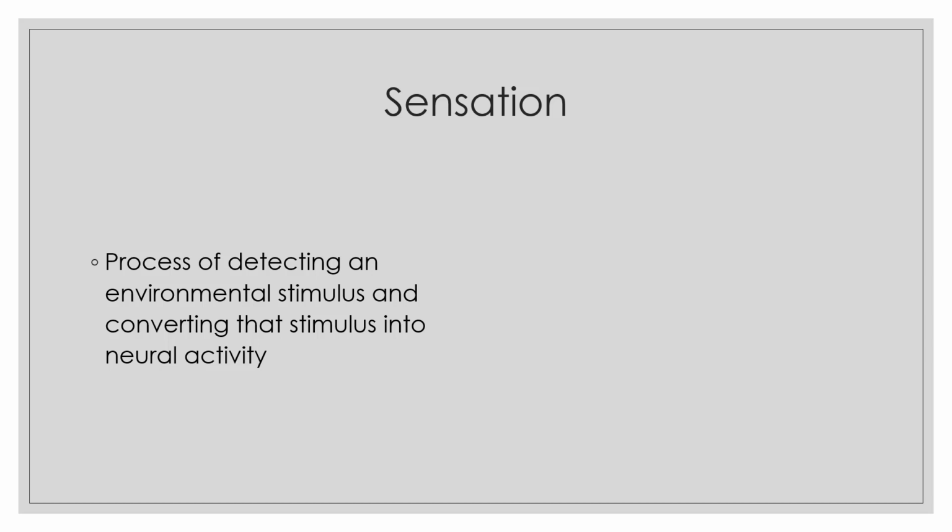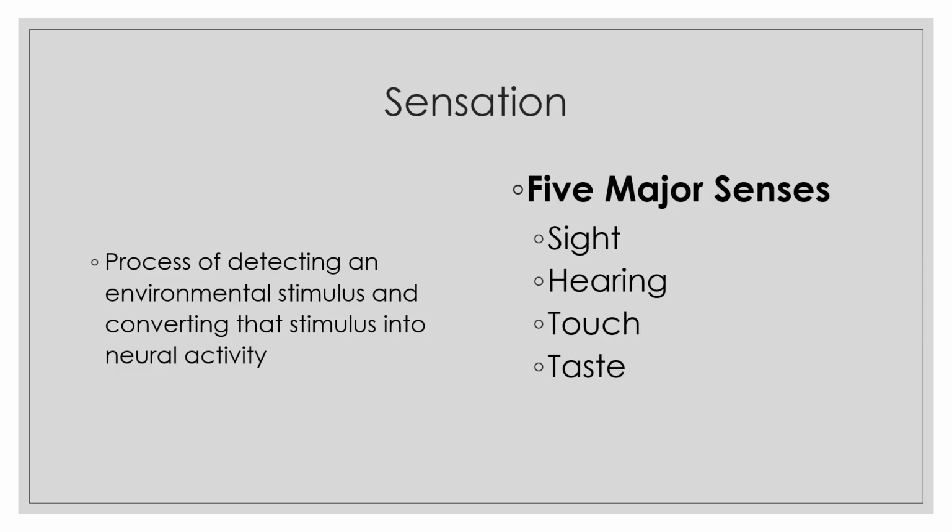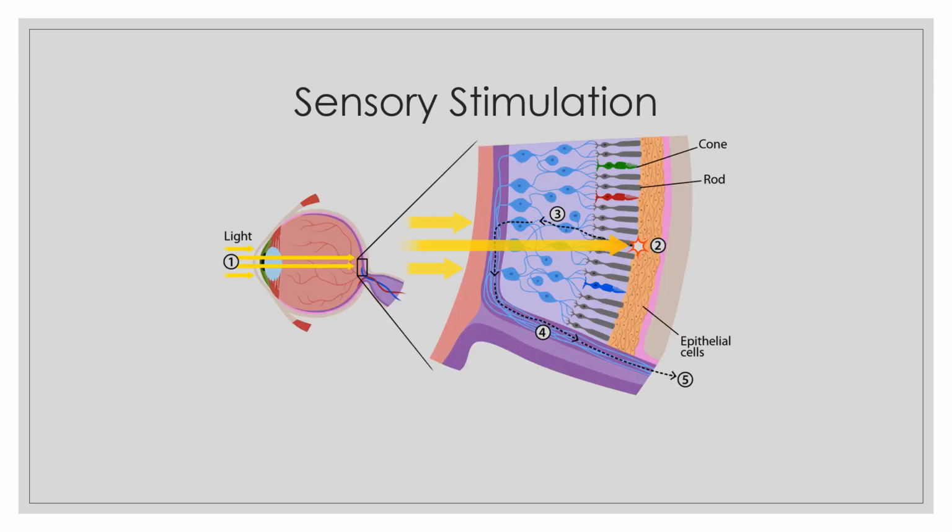Sensation is the process of detecting an environmental stimulus and then converting that stimulus into some kind of a neural signal or into neural activity. And the steps of sensation are fairly similar for each of our 5 major senses. So we have sight, we have hearing, we have touch, we have taste, and of course the last one, we have smell. So what happens is that first, a sense organ receives a specific type of sensory stimulation.